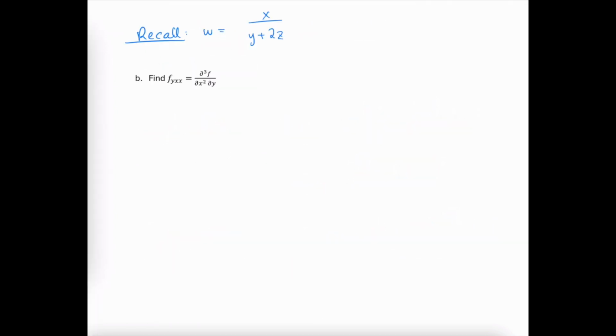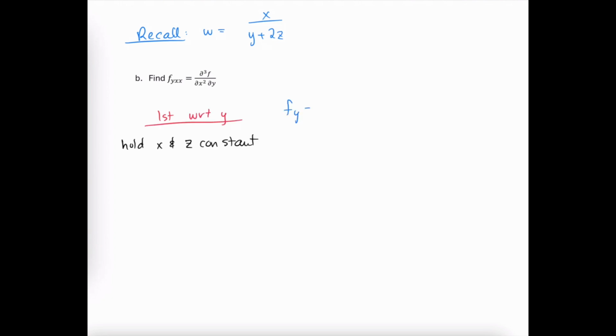Now for part B, we're going to need to recall the original function was x over y plus 2z. And notice here, our order of differentiation is going to be first with respect to y, and then with respect to x, 2 times. So looking at the curly d notation, we see that the first variable of differentiation is over here to the right, and then the fact that we have curly dx squared means that we're going to differentiate with respect to x in the second and in the third iteration. So we begin by first differentiating with respect to y.